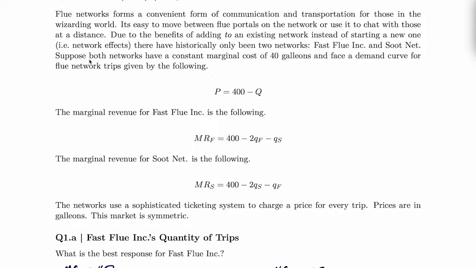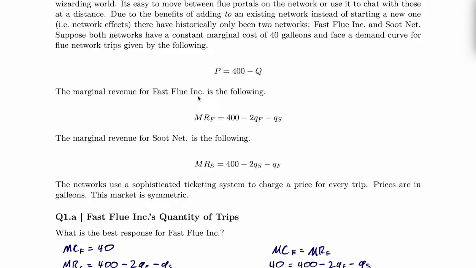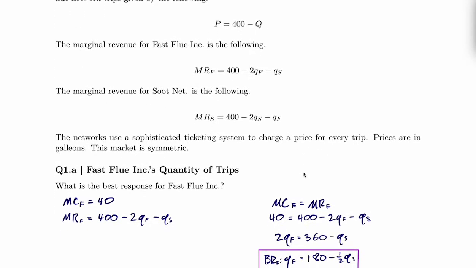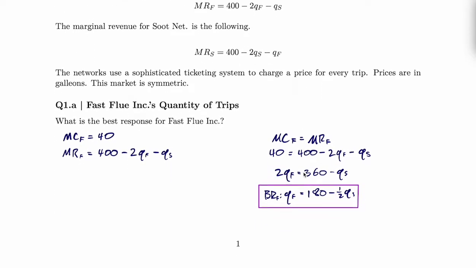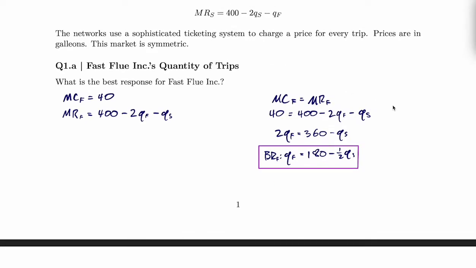So we're given that both firms have a constant marginal cost of 40 galleons, and we're given the demand curve here. We're given the marginal revenue curve for Fast Flu and SootNet. It turns out both of these two networks use a sophisticated ticketing system where they can charge a price for every trip, and prices are also in galleons.